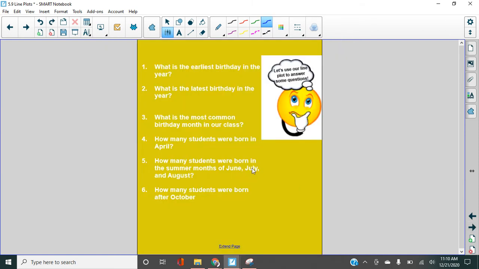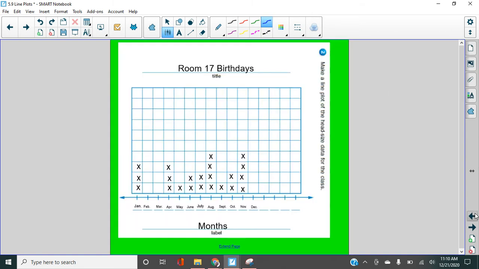What is the latest birthday in the year? So we want to know, if we were counting the number of days, who has to wait the most for their birthday from the beginning of the year? Now, what do you think? If you said December, I understand, but no one picked December. No December birthdays on our chart here. We can't pick one that we don't have. Our answer here is November. These are the latest birthdays in this class.